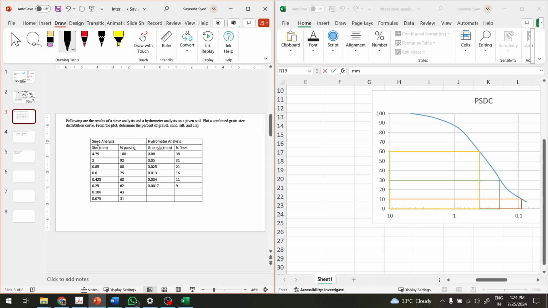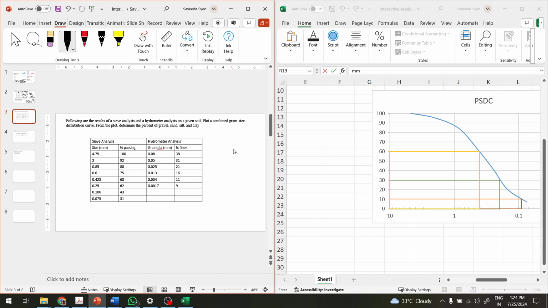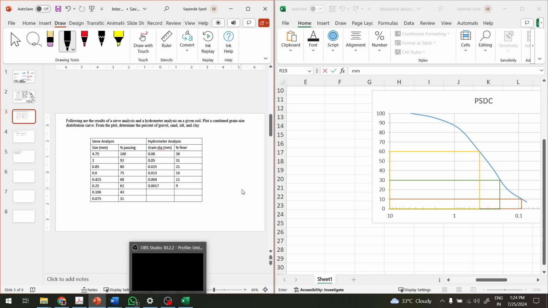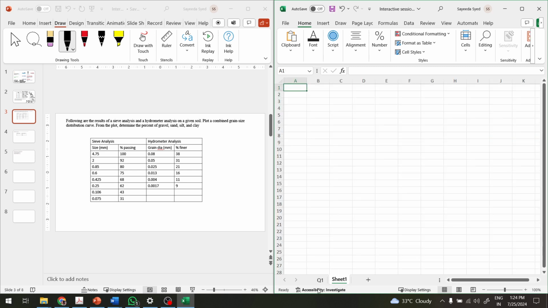So in the next question, it's almost the same, but you will have results of the sieve analysis and hydrometer analysis. So we have data for sieve analysis as well as hydrometer analysis. And what are we to do? Plot a combined grain size distribution curve, and from the plot determine the percentage of gravel, sand, silt, and clay. Okay, so let's move on to this question. Let me write this as question 1. Now let's move on to question 2.